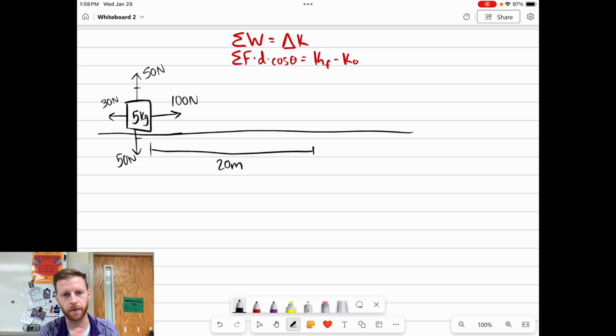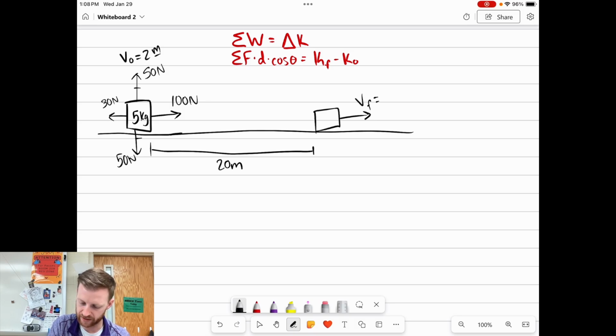So we set up our system here. And again, I want to try and figure out, hey, what is the net work in order to figure out the final velocity here? Let's go ahead and give it an initial velocity. So it's going to start moving at 2 meters per second. And when my box reaches the end of my 20 meters, I should put that at the end of my marker there. So let's go ahead. So here, how fast is it moving here at the end of the 20 meters?